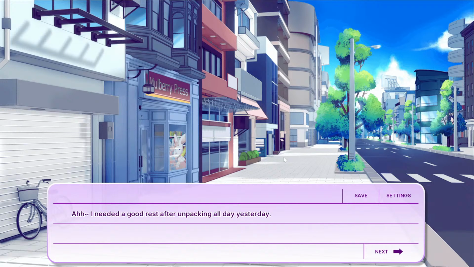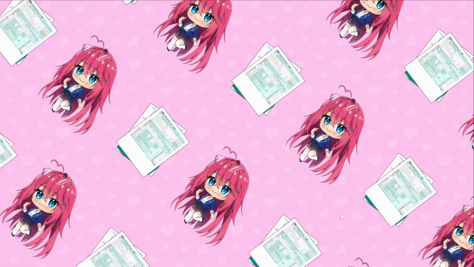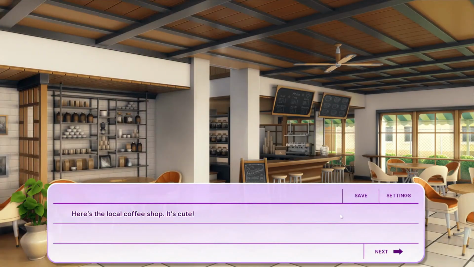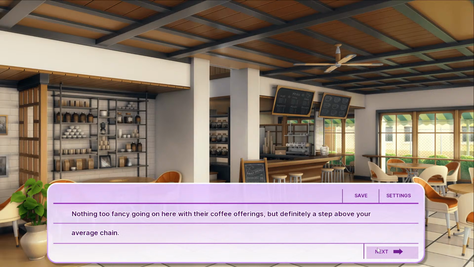I needed a good rest after unpacking all day yesterday. Now what? Iris and I meet for coffee. Better get going. Okay. Is this actually drawing, or did they put it in 3D and render it? Is it a 3D rendering? Kind of looks like a 3D rendering. It's cute.